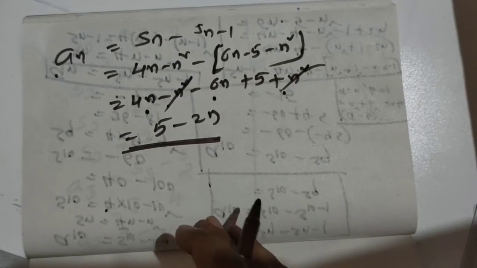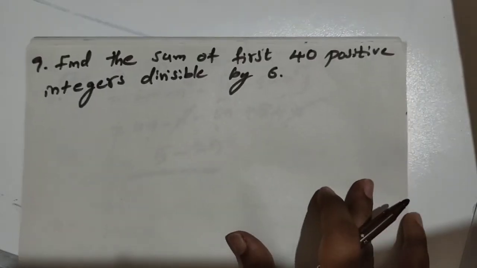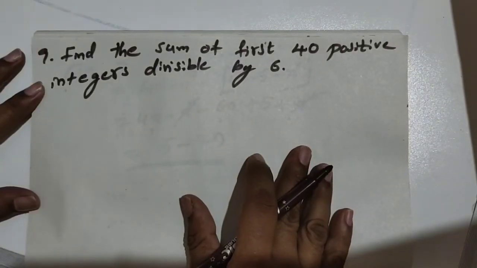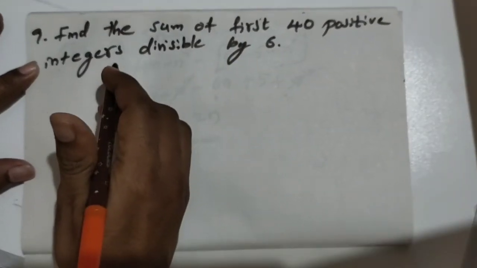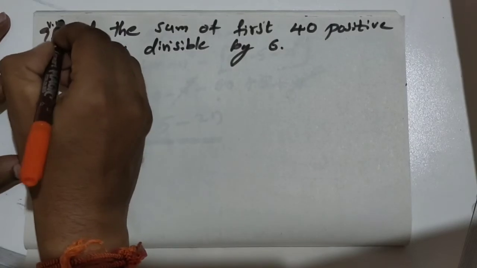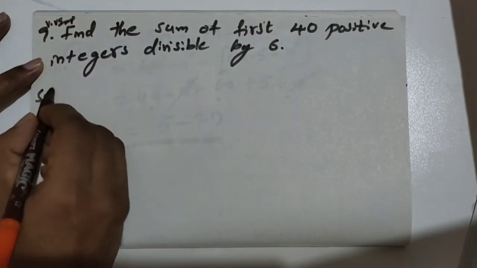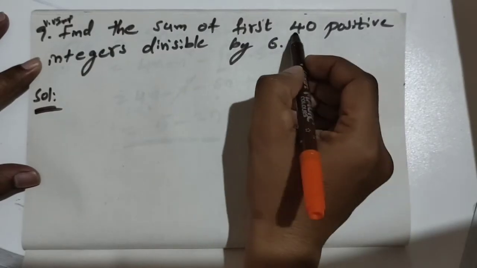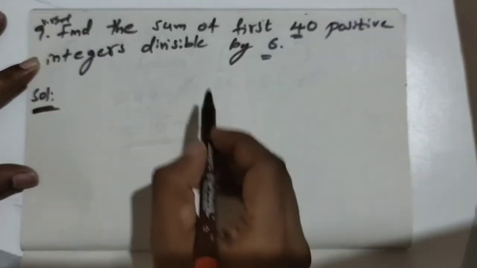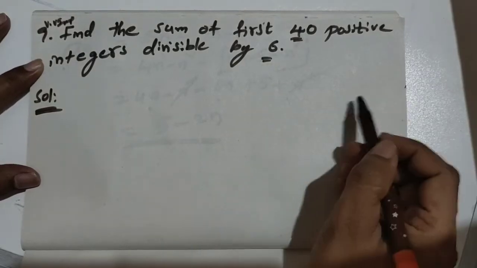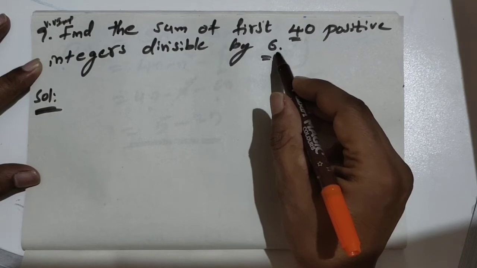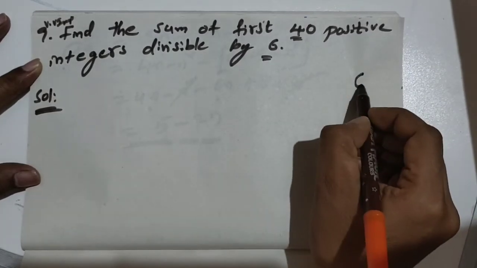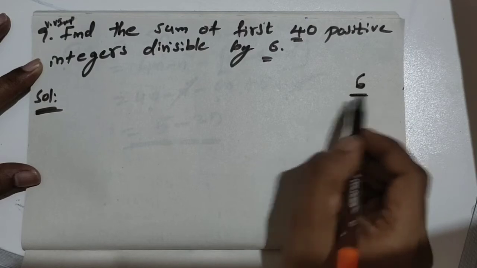Okay, now see one more important one, sum problem. Find the sum of the first 40 positive integers divisible by 6. Very important here. So here, first 40 positive integers which are divisible by 6. That means simply you have to write the 6th table only. So what is the first integer divisible by 6? Simply 6.